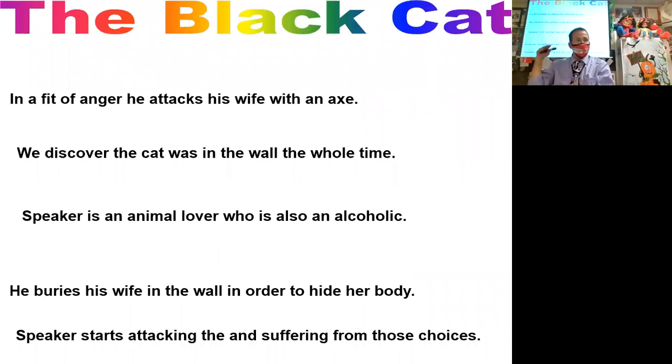So now we're going to do our exposition, rising action, climax, falling action. Home children, you're going to get a chance to play again also. I apologize for not yelling at you guys enough. All right, ready? I'll go through the reading to you. In a fit of anger, he attacks his wife with an axe. We discover the cat was in the wall the whole time. Speaker is an animal lover who is also an alcoholic. He buries his wife in the wall in order to hide her body, and Speaker starts attacking the cat and suffering from those choices.